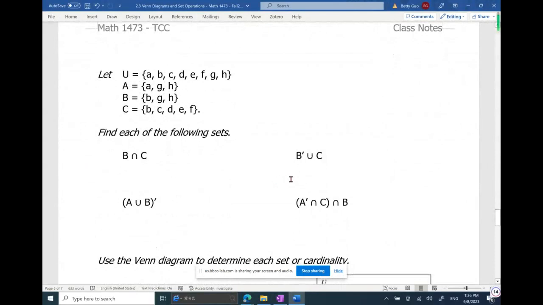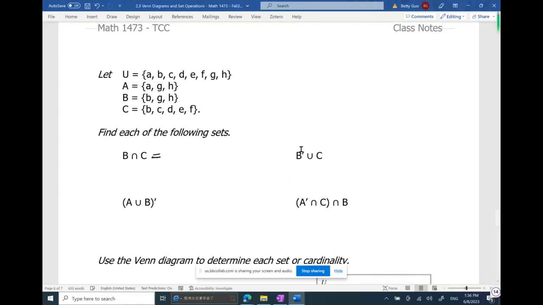Next question. Let U be the universal set, which contains elements A, B, C, D, E, F, G, H. And we also have 3 sets A, B, C in the universal set. A, B, C are subsets of the universal set, okay? Any sets would be a subset of the universal set. We need to find the following.